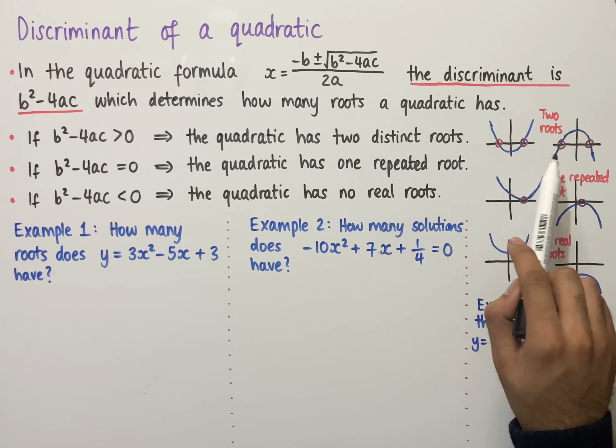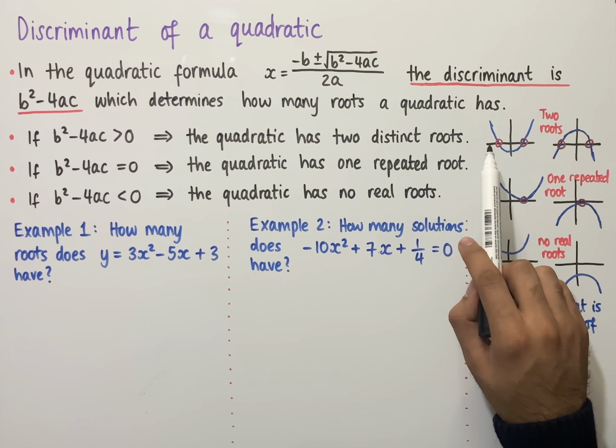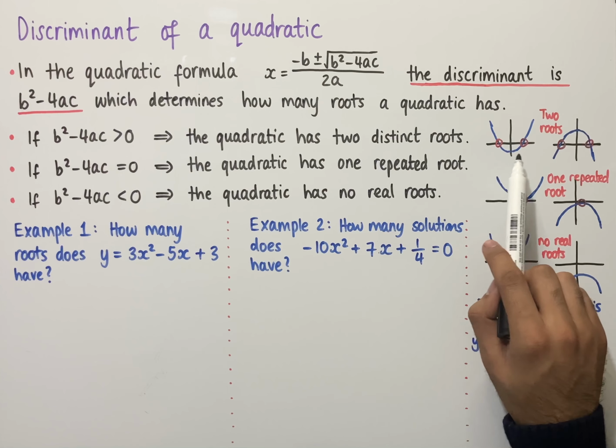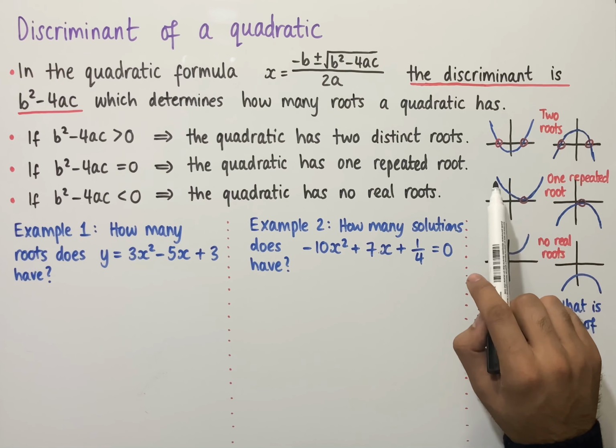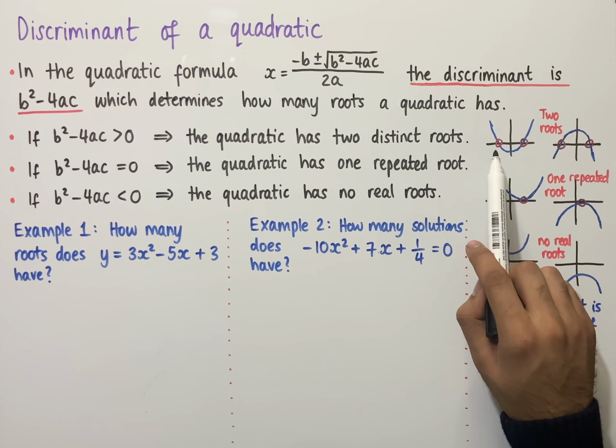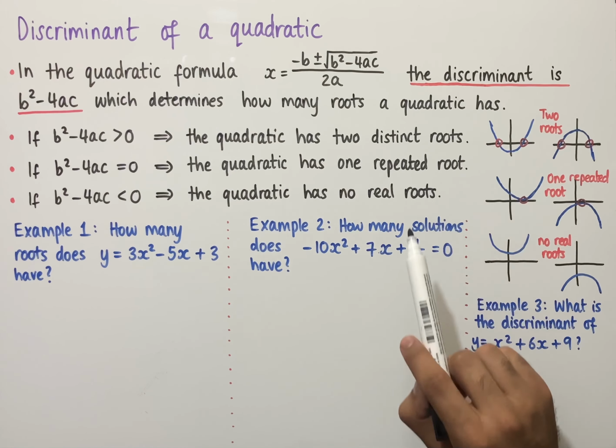So for its graph, we would see that the quadratic crosses the horizontal axis at two different points. And depending on the coefficient of the squared term, if it's positive, we would have a U-shape quadratic. If it's negative, we would have an N-shape quadratic.